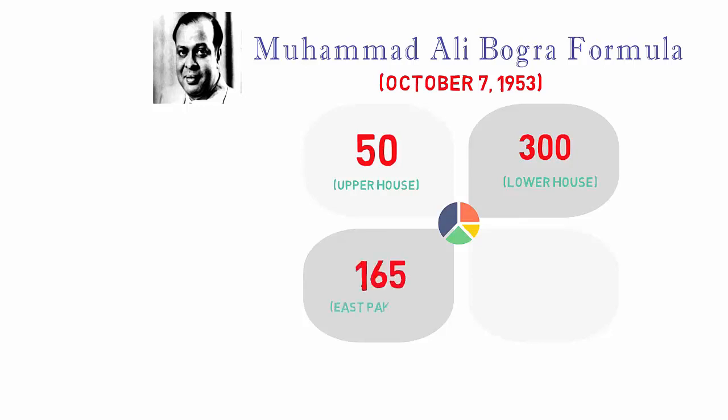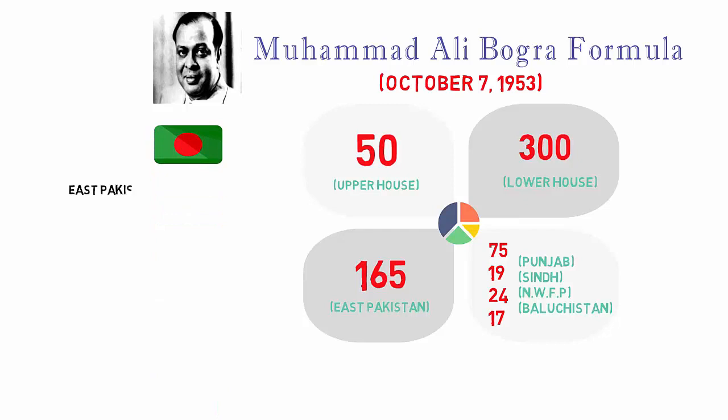165 seats were reserved for East Pakistan, 75 for Punjab, 19 for Sindh and Khairpur, 24 for NWFP, tribal areas and the states located in NWFP, and 17 for Balochistan. In this way, East Pakistan was given more seats in the lower house.